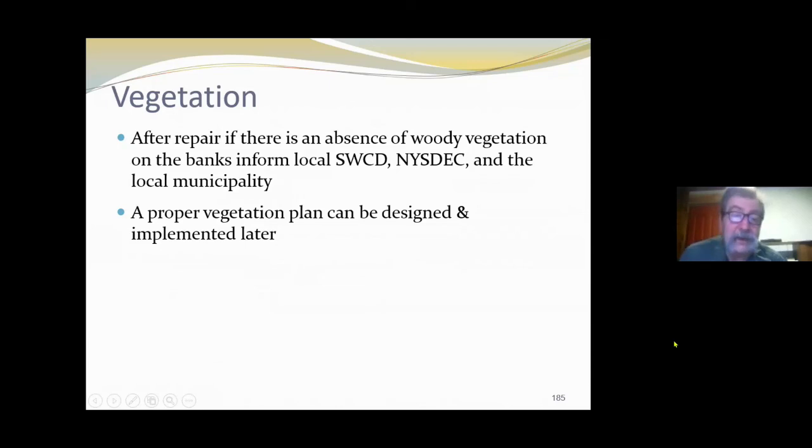And if you need that woody vegetation, a lot of times DEC and the Soil and Water Conservation District can help the local municipality get a vegetative plan in there. There are a lot of programs, like Trees to Tribs and others, where you can get a source of that woody vegetation and get some plants in there. So again, do that as quickly as possible.